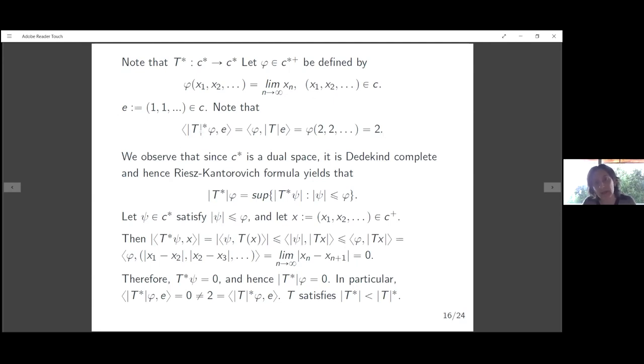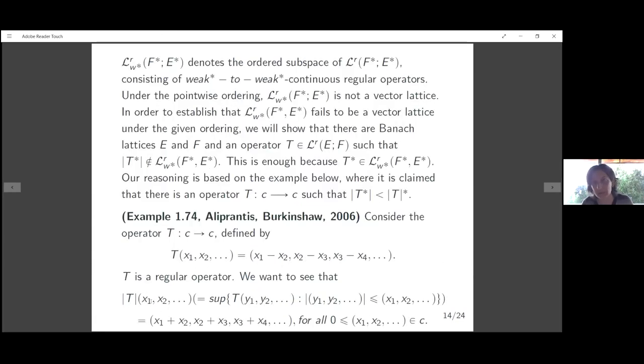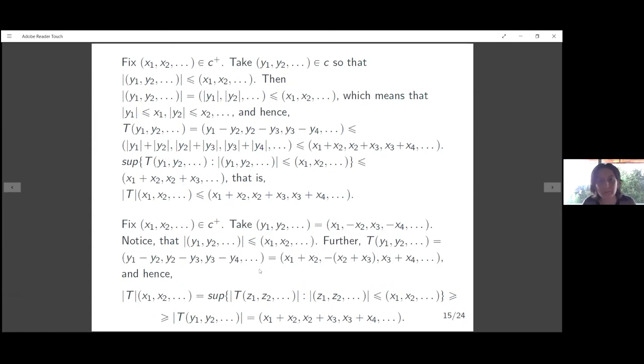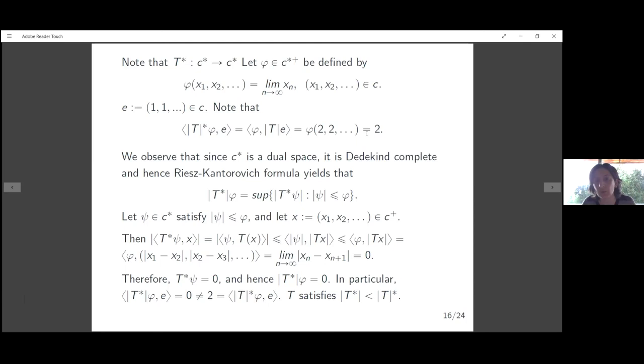And we have these equalities. The adjoint of modulus of T applied on phi, the adjoint also goes from C star to C star. This is a functional on C, so it's applied on an element of C. Then we use the property of the adjoint to get phi applied on modulus of T on E. And here we have the way modulus of T applies on an element. Just going back for a minute, imagine here is E, 1, 1, 1, 1, so it will be 1 plus 1, 1 plus 1, 1 plus 1. That's why we will have here phi applied on 2, 2, 2, and phi returns the limit, so this is 2.